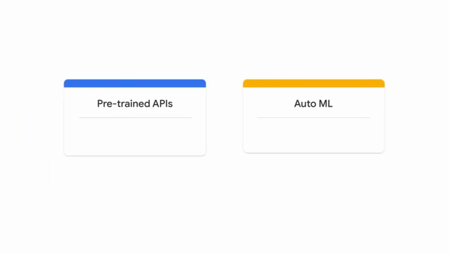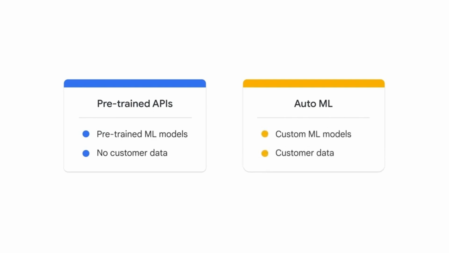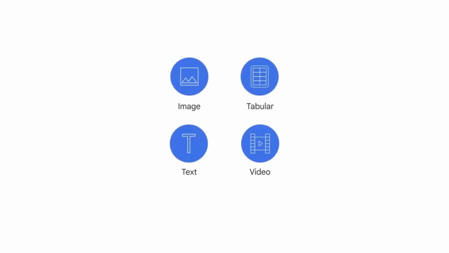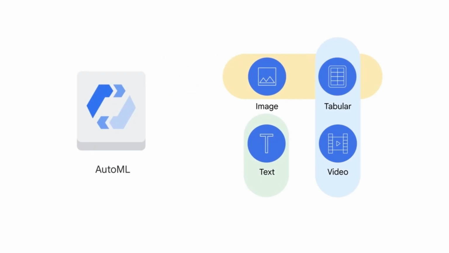Although the tasks can be similar, pre-trained APIs rely on Google's pre-trained ML models with no customer data, whereas AutoML trains a custom model using your own data. In reality, you might not be restricted to just one data type and one objective. Instead, you might need to combine multiple data types and different objectives to solve a business problem. AutoML is a powerful tool that can help you do this.